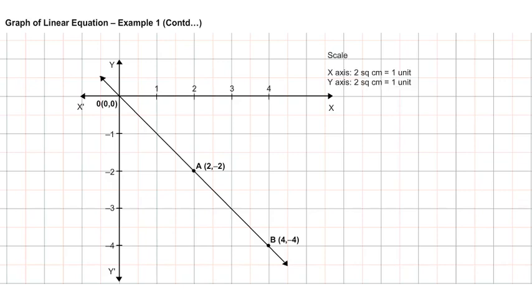Here we have taken the scale on x-axis as 2 square centimeter equal to 1 unit, and on y-axis also we have taken 2 square centimeter equal to 1 unit. So this is how the graph of the equation y equal to minus x looks. Now we go to the next question.